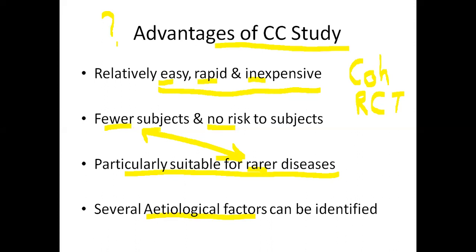It would be phenomenally difficult to get, say, a cohort of 10,000 or 50,000 of that particular disease. So in such cases, case control study designs are the ideal study designs to look back and look for a risk factor or a positive factor or whatever we are trying to find. Okay. Next is several etiological factors can be identified.